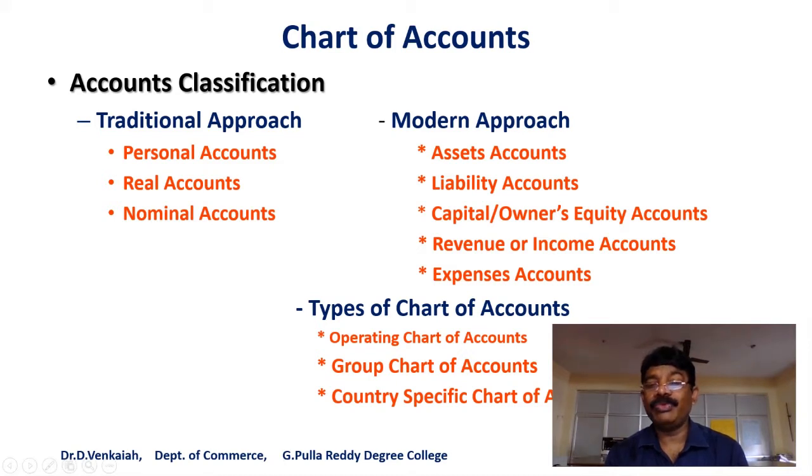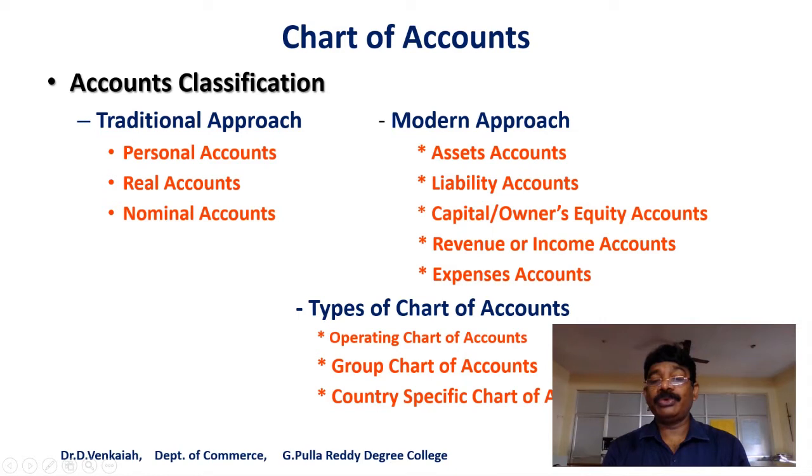Expenses: in Tally we will find direct expenses and indirect expenses. Direct expenses come under the trading account, and indirect expenses appear on the debit side of the profit and loss account. We are well acquainted with all these items. So, classification of accounts in the traditional approach is personal, real and nominal. In the modern approach, which we are going to learn in Tally ERP 9, it is asset accounts, liability accounts, owner's equity or capital accounts, revenue or income accounts, and expense accounts.